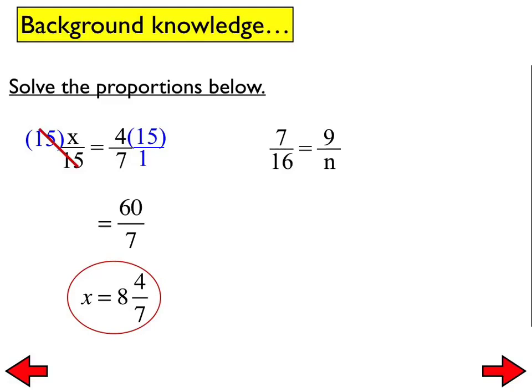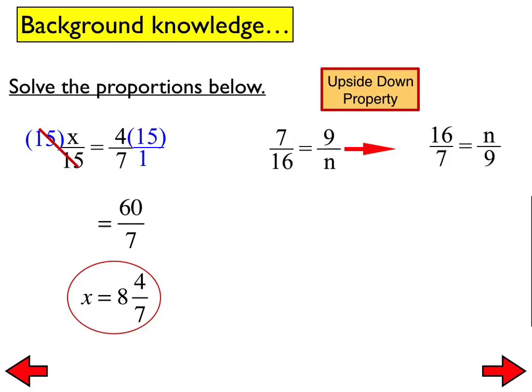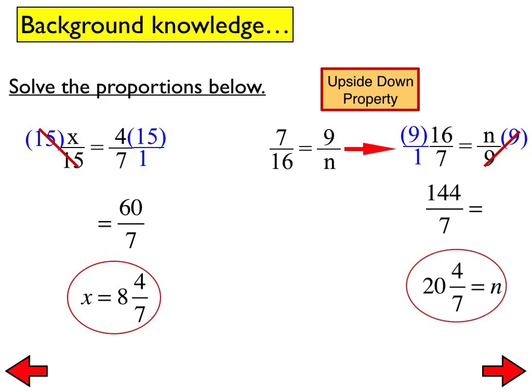If the variable is on the bottom, again, you can just use multipliers, or you can use the upside down property and flip the whole thing so that the n is now on top. Either way will work. If you have the n on top, then you can multiply both sides by 9, which gives you 144 divided by 7, which is 20 4/7. Any questions on solving regular proportions? This is a skill we'll be using today. Everyone okay?